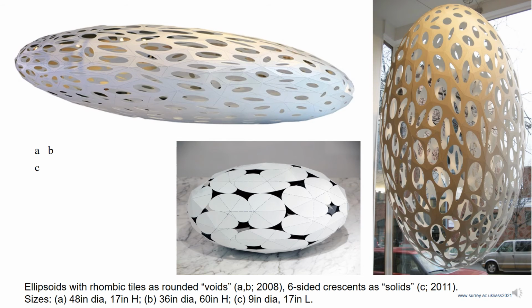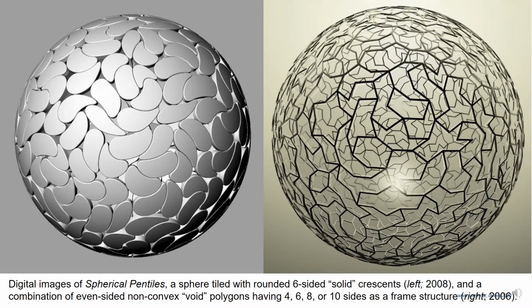It was easy to make ellipsoids from spheres since this triangulation was preserved. You can see two versions, one where the polygons are voids, which are cutouts in the metal sheet, and the other on bottom left, where the polygons are solids and joined point to point. Two examples of spheres are shown here, on the left with solid six-sided crescents with rounded corners, and the one on the right with an assortment of polygons left as voids to make a frame structure.